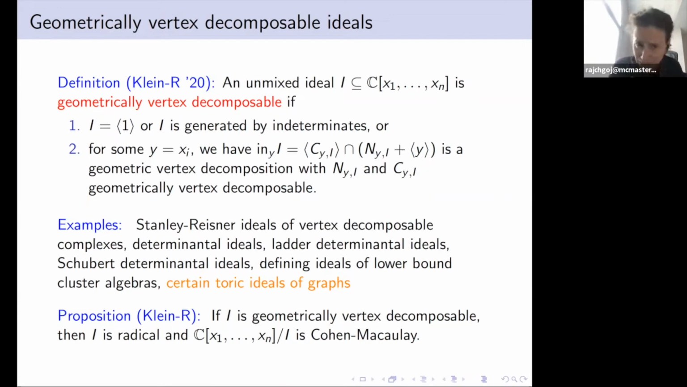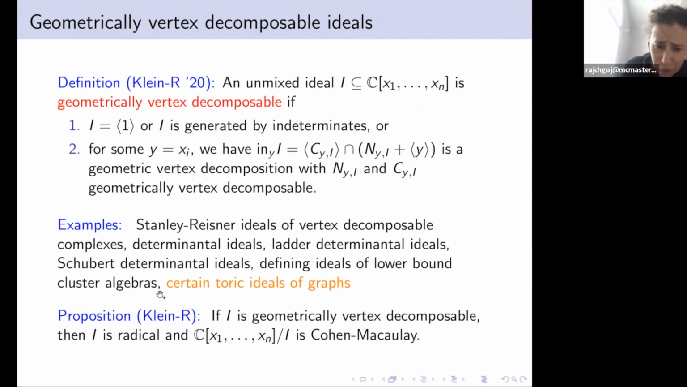And there are lots of things that are geometrically vertex decomposable. So in particular, Stanley-Reisner ideals of vertex decomposable complexes are, standard determinantal ideals are, ladder determinantal ideals are, Schubert determinantal ideals are, defining ideals of lower bound cluster algebras, certain toric ideals of graphs, which is the last third of the talk today.